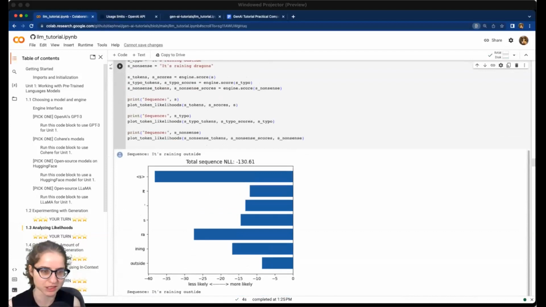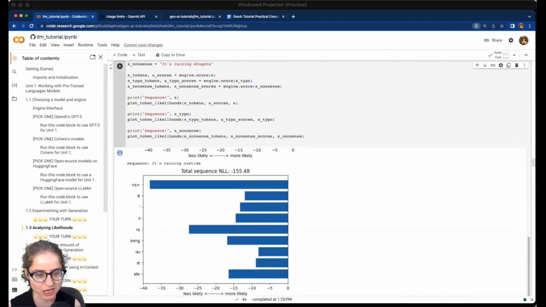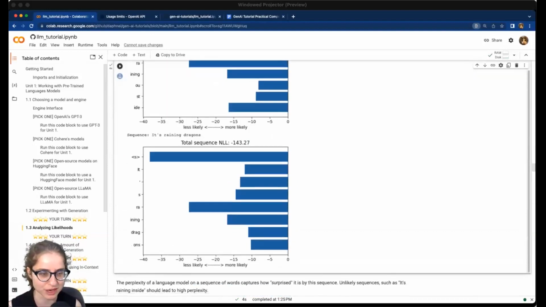Okay, so let's look at these together. This kind of makes sense to me. The word outside is very likely given it's raining, and that looks like -7 or so. Let's scroll down quickly to the other one, it's raining dragons. You can see that the start of the word dragons is -10 compared to -7. So the word dragons is less likely given it's raining than the word outside.